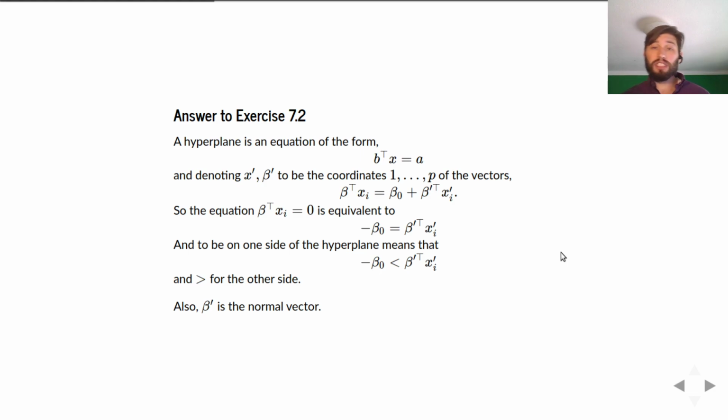So this is a hyperplane, right? This is a hyperplane equation just like we have above. And to be on one side of the hyperplane means that minus beta naught is less than beta prime transpose xi prime, and greater than for the other side of the hyperplane. And the normal vector, we know that for hyperplanes of this form, B here is one of these normal vectors, and so the beta prime in this case is the normal vector to this hyperplane. So to answer this exercise, you just had to go back and remember what hyperplanes are and what their normal vectors are from undergrad.